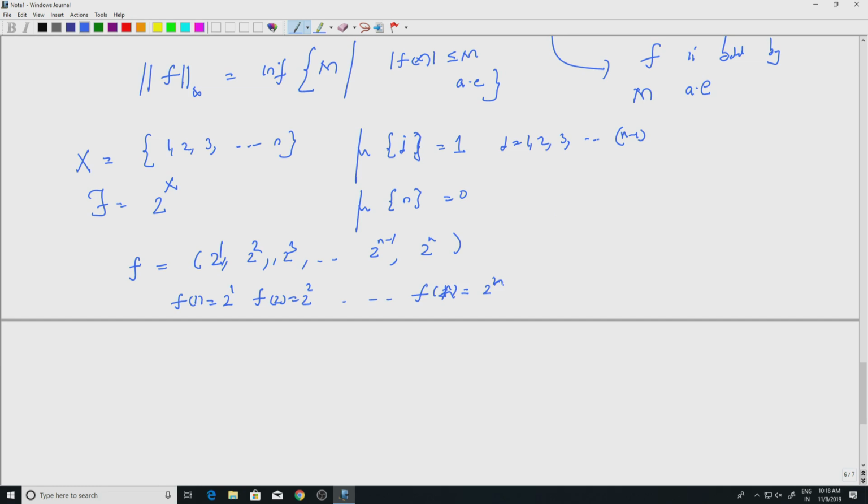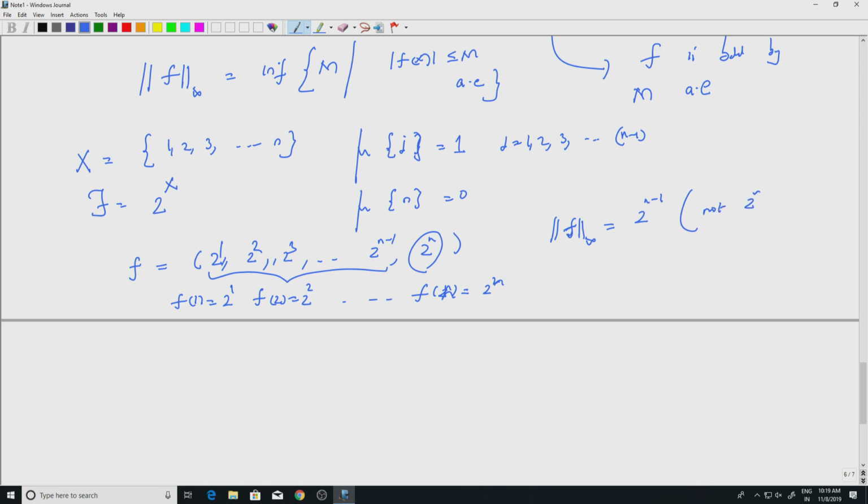So, what would be the L infinity norm of f in this case? Well, I have to look at the bound of f. Of course, everything is bounded by 2 to the n. So, f is of course less than or equal to 2 to the n, but the value of f at n is on a set of measure 0. I can forget that. So, I can simply look at the rest and take the supremum. So, this is simply 2 to the n minus 1. It is not 2 to the n.